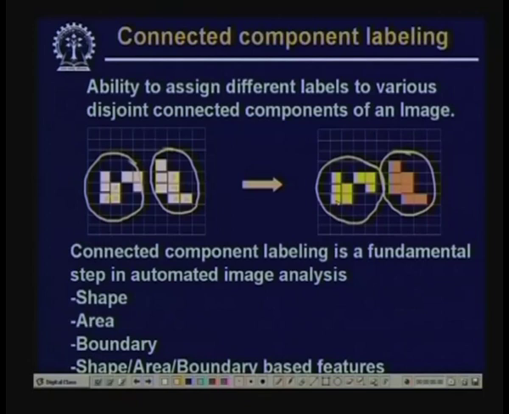So, the pixels having yellow color belong to one particular object, and pixels having red color belong to another object. So, once I identify this belongingness of a pixel to a particular object, I can find out the different properties of that particular region. As we have already said, we can find out what is the shape of that particular region, we can find out what is the area of that object, we can find out what is the boundary of this object, and also we can find out different other shape, area or boundary based features.